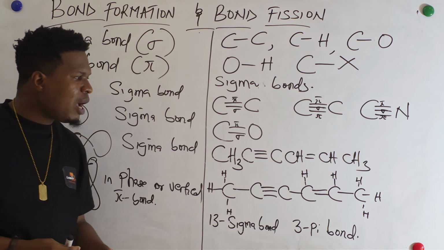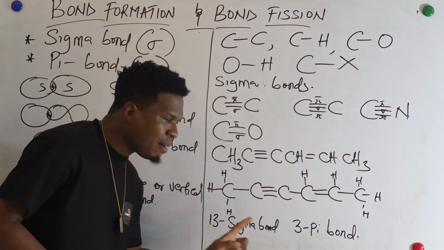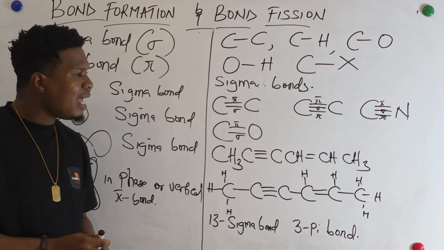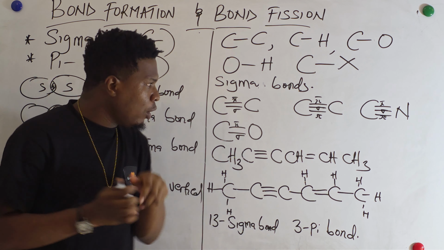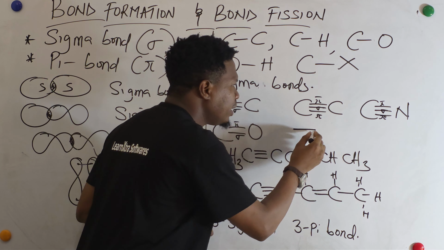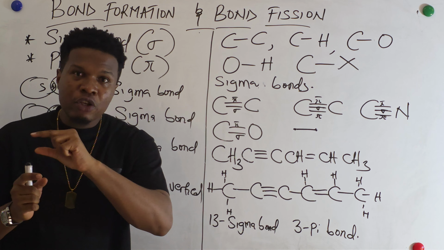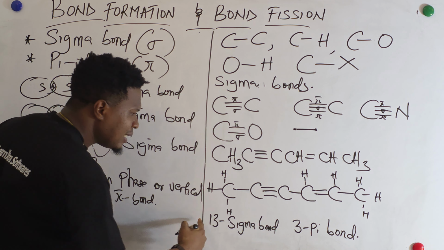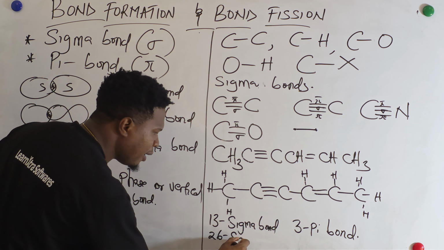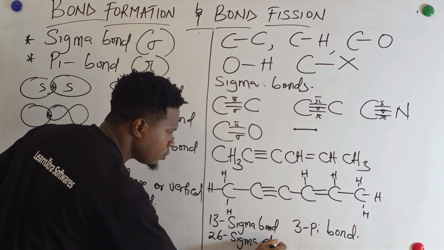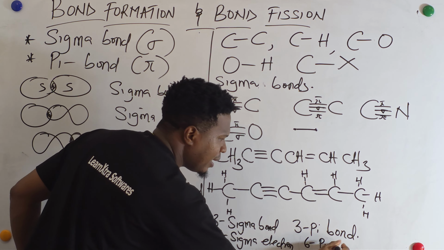Now take note, if you are being asked to find the number of electrons in a sigma bond, if you have one sigma bond, one bond like this contains 2 electrons. So if one bond contains 2 electrons, it means that out of these sigma bonds, 13 times 2 will give me 26 sigma electrons, while 3 pi bonds will give me 6 pi electrons.